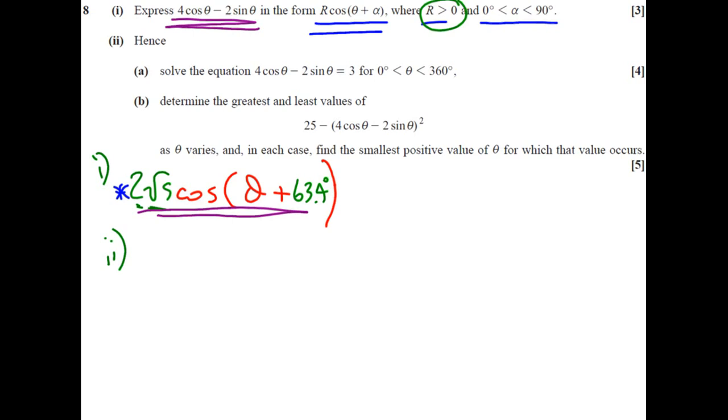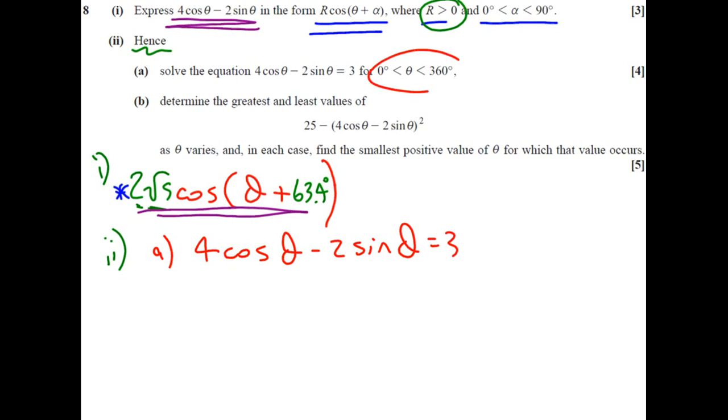Anyway. Part 2. Hence. Notice that word hence. You're going to be using what you've just done. Solve the equation that 4 cos theta minus 2 sine theta equals 3. And we're going between 0 and 360 degrees, so bear that in mind. Now, we've just gone to a lot of effort to write this in a certain form, okay, which I've handily left above there. So actually, that thing equals 3.